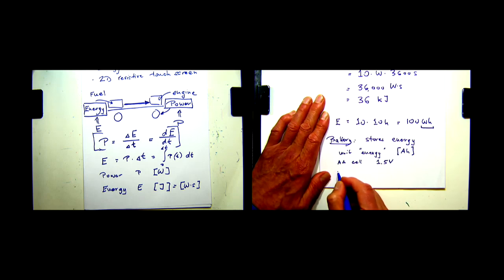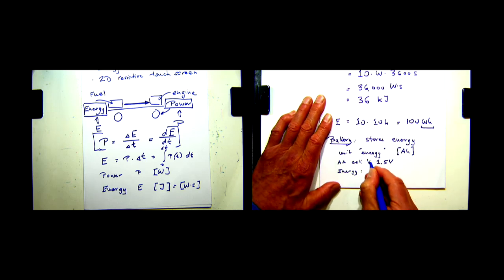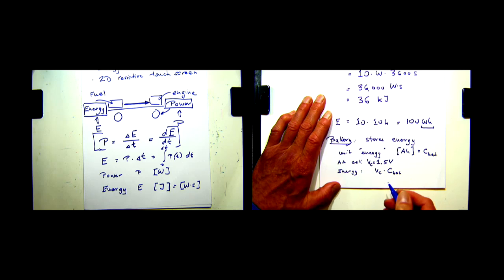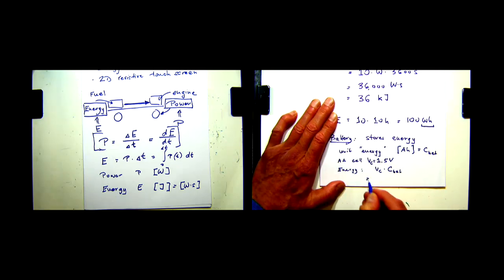And so the total energy in the battery, the actual energy, is simply the V cell times the capacity of the battery. So this particular battery, let's say, has 1.5 volts times 1 amp hour. So then this battery would store 1.5 volt times amps times hour.